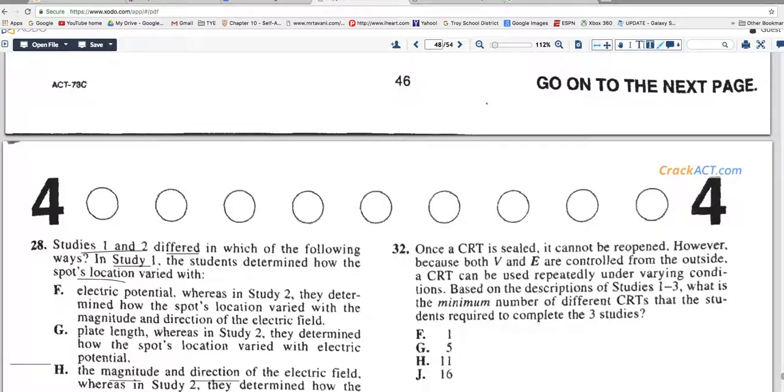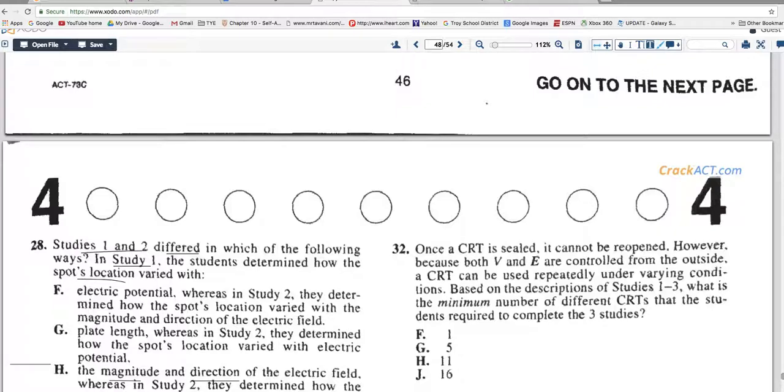Do you guys have an answer for this? I think G. Why? Well, so the table in table 1, it says you can change V and E from the outside, but that's not in direction. So there's gonna be one direction that goes up, one direction that goes down for study 1. For study 2, since it's all positive, that means it's only going in one direction, which is down. And for study 3, all the results are negative, so it goes up. So that's only 4.